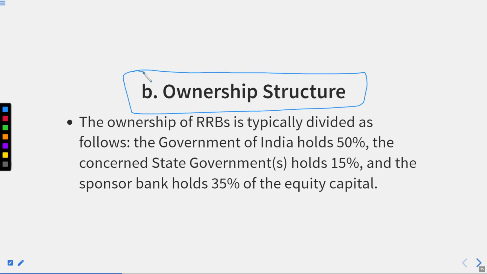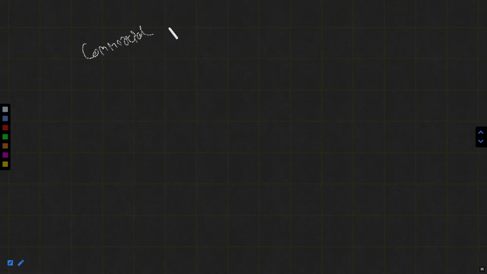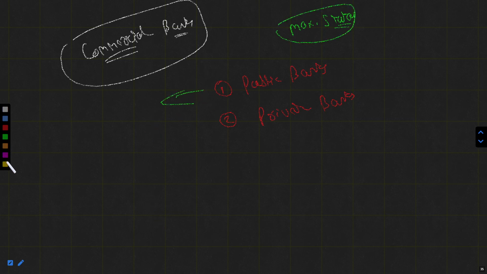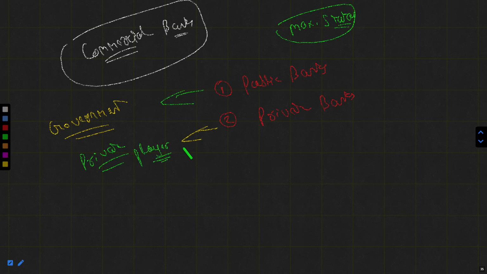Now we have the ownership structure. When we were discussing the commercial banks in the previous lecture, we discussed that these are the two types of banks: public, and second, private. And how could we say the public and the private banks are different from each other? By examining the ownership structure. It means who is holding the maximum stakes. In the case of public banks, the maximum stakes were held by the government. In the private banks, the maximum stakes were held by the private players. All right, that's how we decided the ownership.